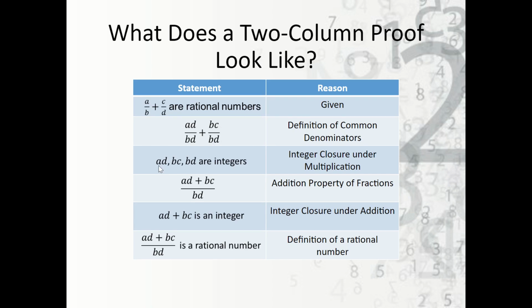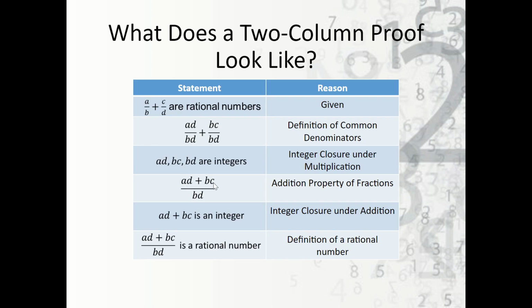After that, we have that AD, BC, BD are all integers. So this is an integer, and the denominator is an integer. And the reason we know that is because we've already proven during our last unit that integers are closed under multiplication. So we know that because they're closed under multiplication, then A times D, as long as these are both integers, the result will still be an integer.